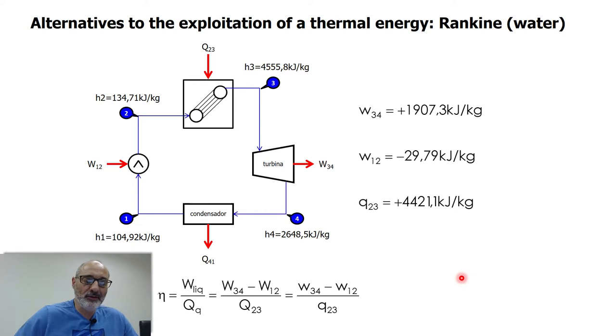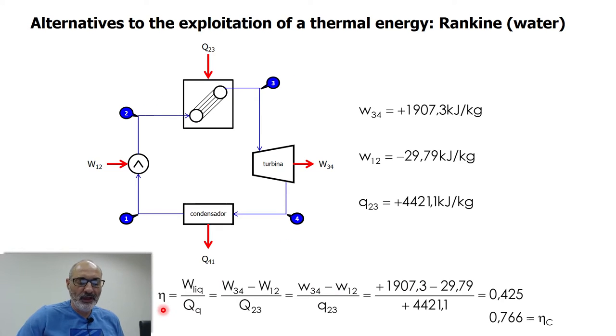So what we have to do now, we calculate with this data, H1, 2, 3, and 4, and we get these numbers. The negative sign here means that work is being absorbed by the machine. Positive means that it is being exported by the machine. The same thing for the boiler. The convention is that heat absorbed is positive, heat rejected is negative. When we substitute these into the formula for the efficiency, we get these numbers and we get 42.5%. So that's the efficiency of our Rankine cycle.